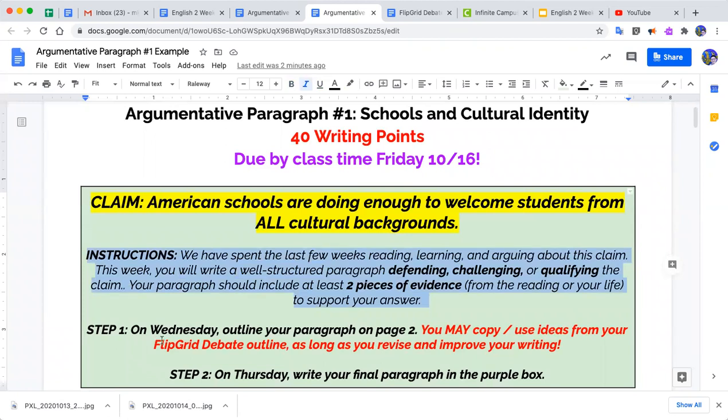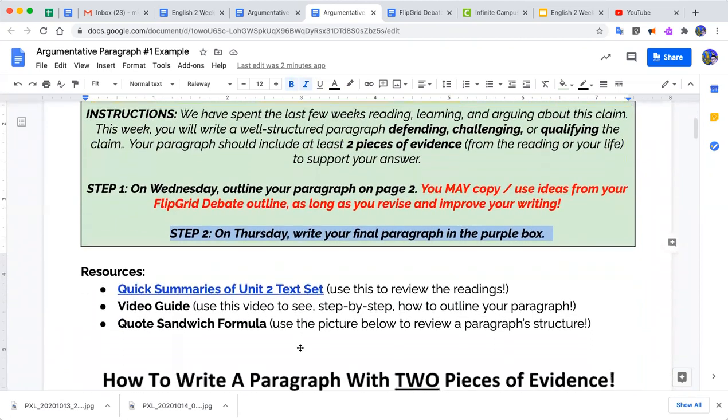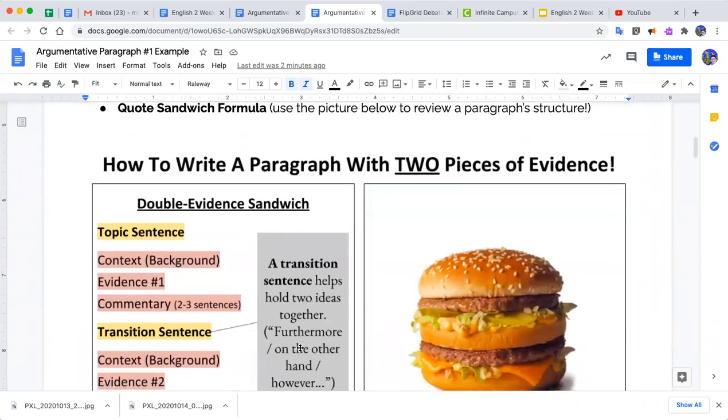You're going to outline the paragraph in class today, and you may copy ideas from your Flipgrid video, and you will write the paragraph in class tomorrow. So those are the instructions. Let's move on to the paragraph formula.